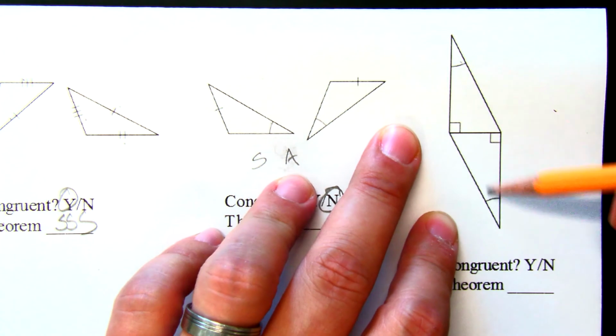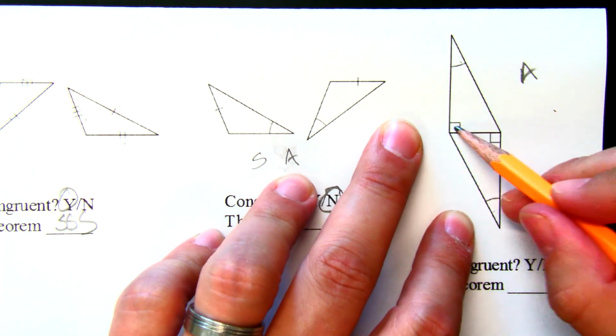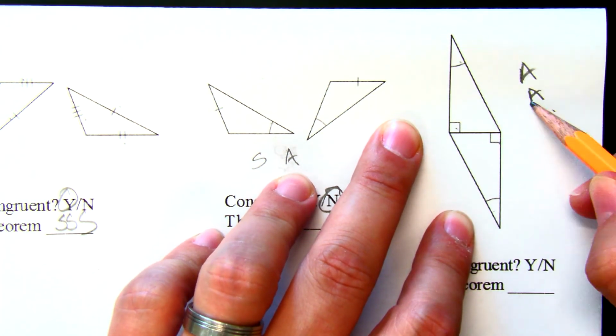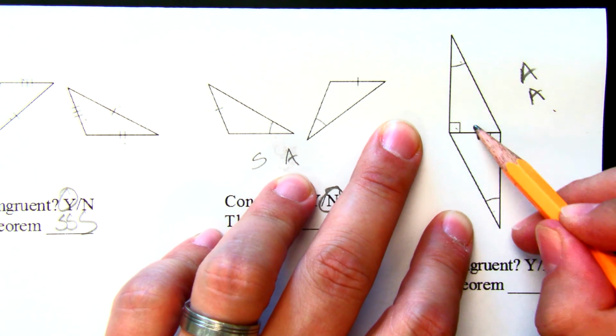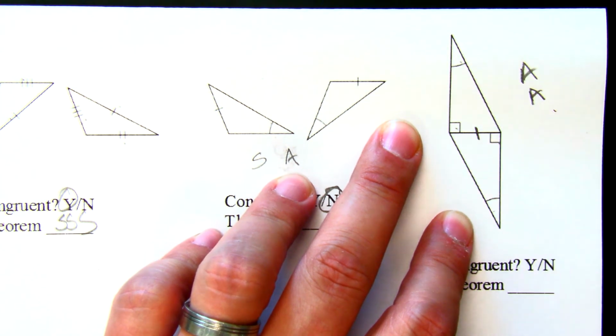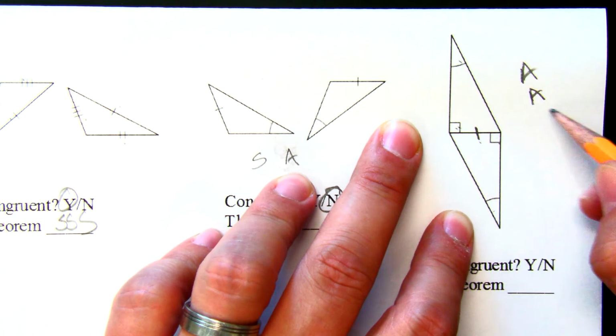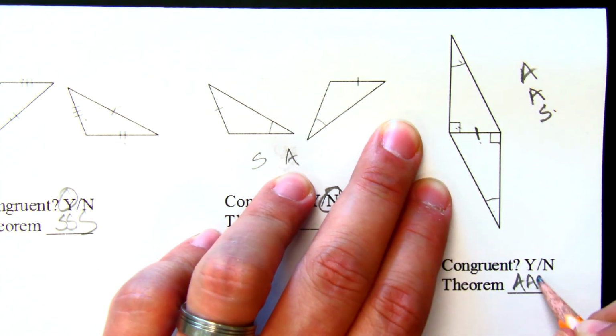Okay, angles. We've got a pair of angles. Angles. We've got another pair of angles. Sides. Ooh, we have our shared side here. That's going to be congruent to itself. So we've got angle, angle, side. Angle, angle, side. Yes.